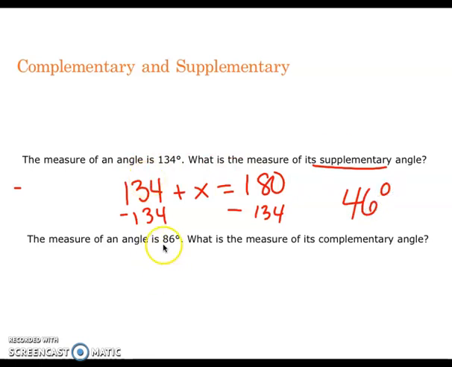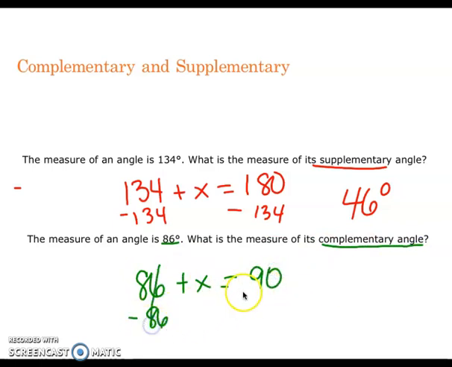Okay. The same thing for the next example. You know the measure of an angle is 86 degrees, and we want the complementary angle. So we know by definition complementary is 90. So I subtract 86, and I always let x be the unknown angle. So the unknown angle is 4 degrees, because together 86 and 4 equal 90.